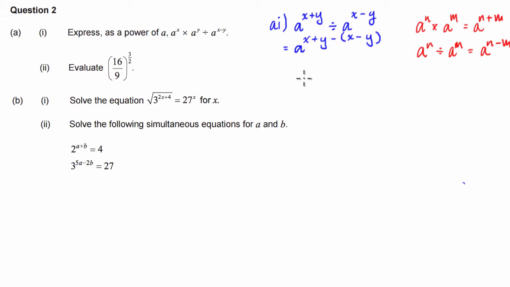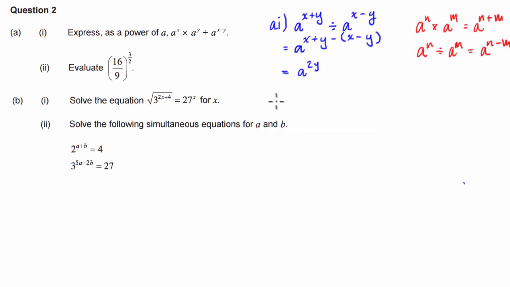Cool. So we then compute this. We're going to have a to the power of x minus x, which is just going to be a to the power of 0 with regards to the x. And we've got a to the power of y minus y, so plus y. So we have a to the y plus y, which is 2y. And that is our solution for part A number 1.